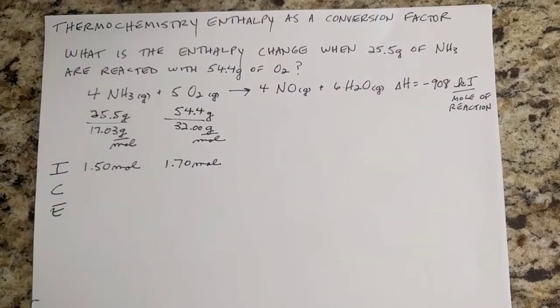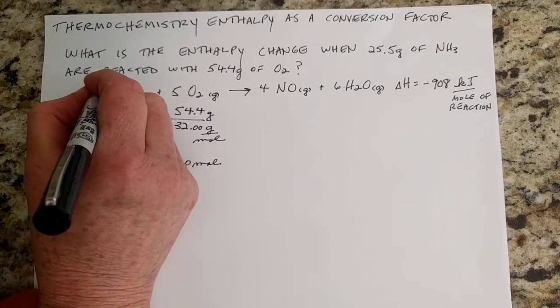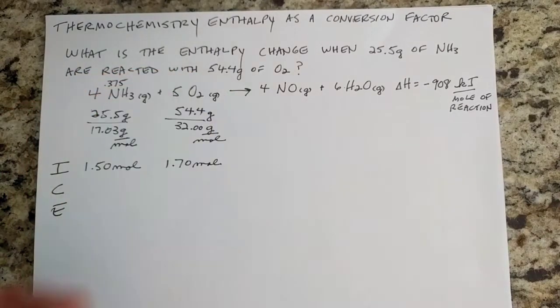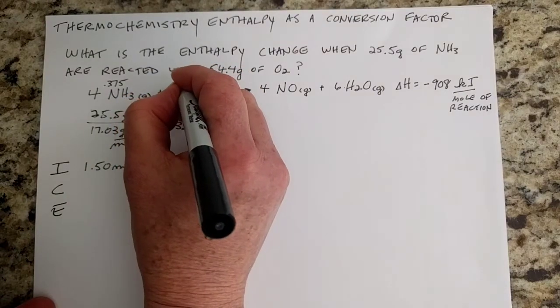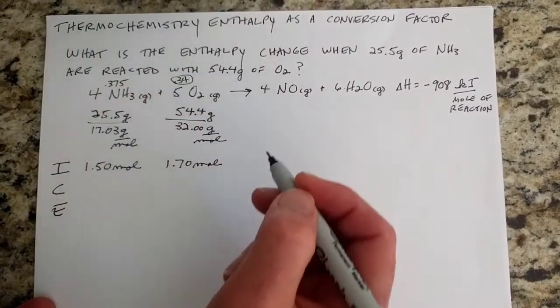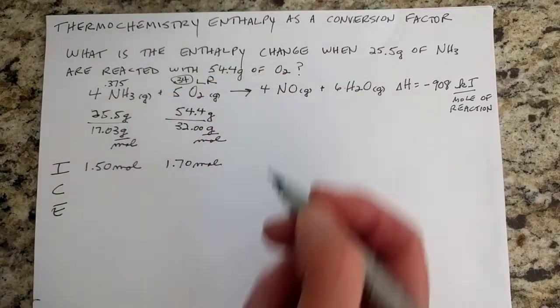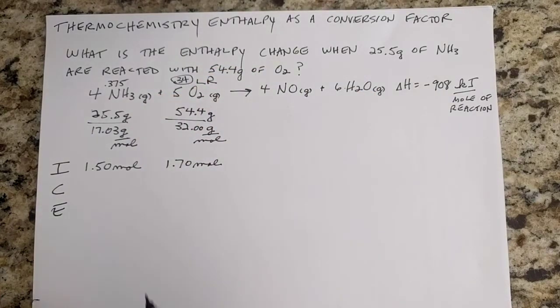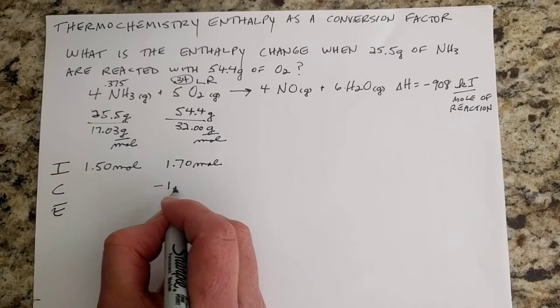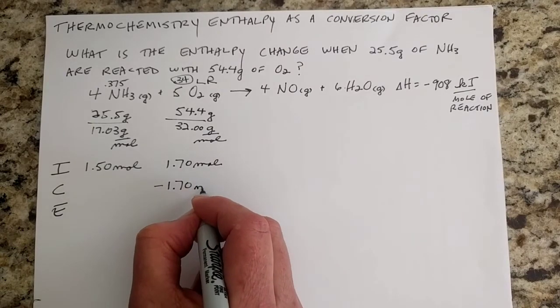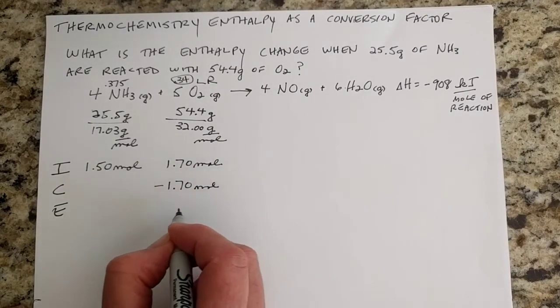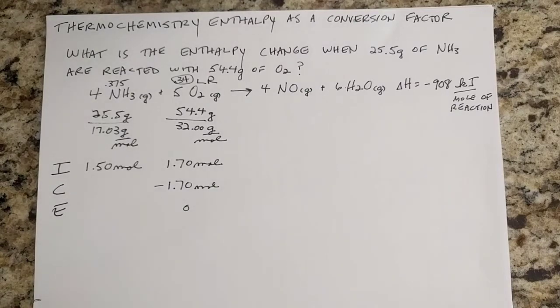So now we'll do our limiting reactant trick. We take the moles divided by the coefficient to see whichever one is smaller. So 1.5 divided by 4 is equal to 0.375, and 1.7 divided by 5 is equal to 0.34. The smaller value gives us our limiting reactant. So oxygen is our limiting reactant, so therefore we use up all 1.70 moles of the O2, leaving us with 0 at the end of the reaction.